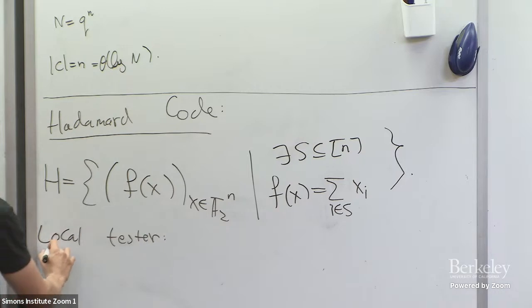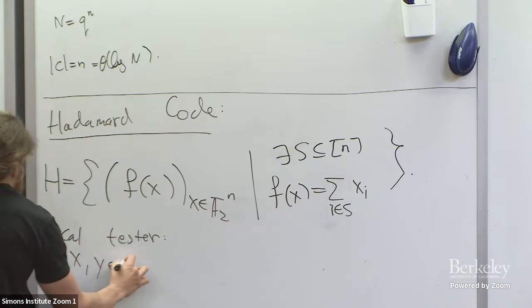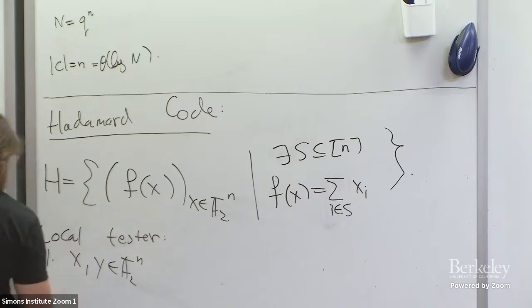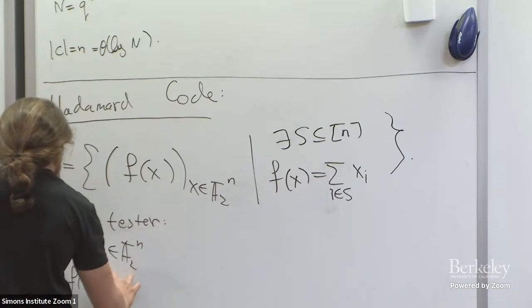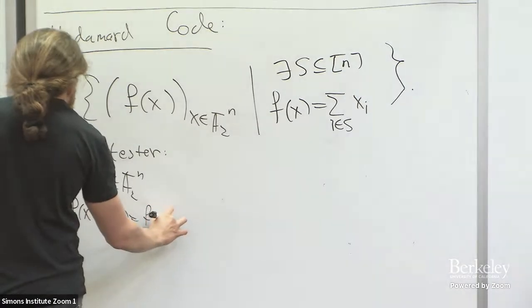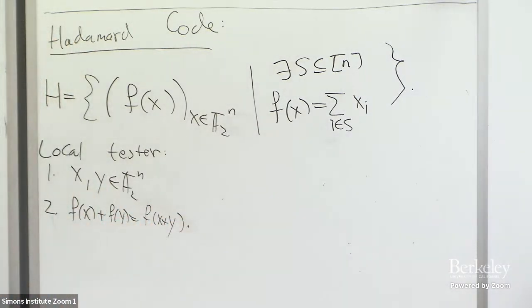Remind us of the tester. So you pick X and Y, formally, then you check that f of X plus f of Y is equal to f of X plus Y. So this test is complete. We already saw that it satisfies some notion of soundness, which is not bad. You can observe that 4 holds. But this tester makes 3 queries and not 2, which is not good. So we don't know how to use it for 2-to-1 or for unique games.